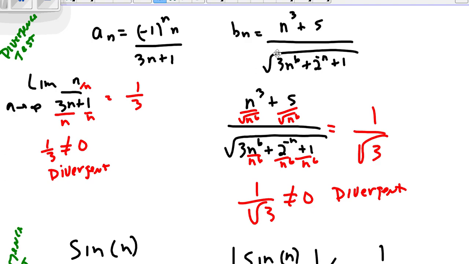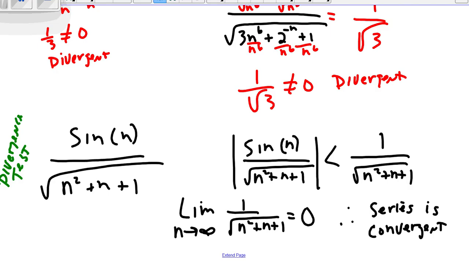We'll do likewise with this one here. We'll divide each of these by n to the 6 on the bottom, and then on the top, I have to divide by the square root of n to the 6. And we get 1 over the square root of 3. So that is not 0, so that is also divergent.